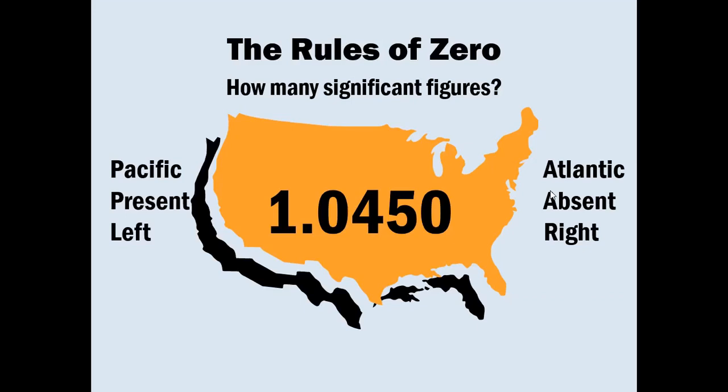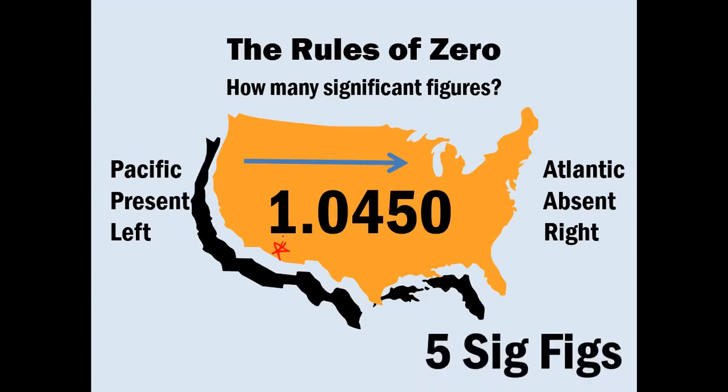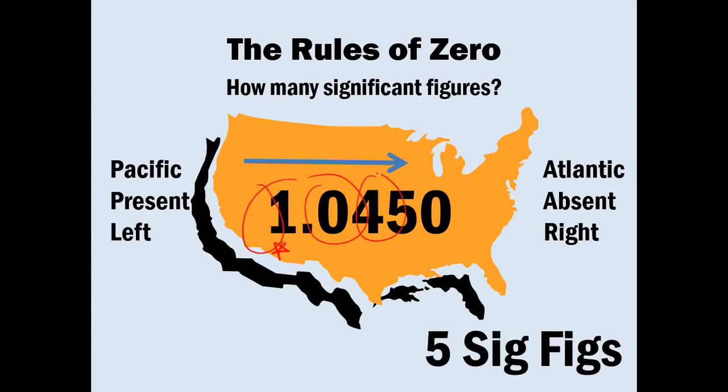And so if we're evaluating the option here, 1.0450, there is a decimal point present, and so we're going to start counting from our left-hand side. The first non-zero number is our 1, and so I'm going to count all of the numbers after that. 1, 2, 3, 4, 5 digits are significant figures.